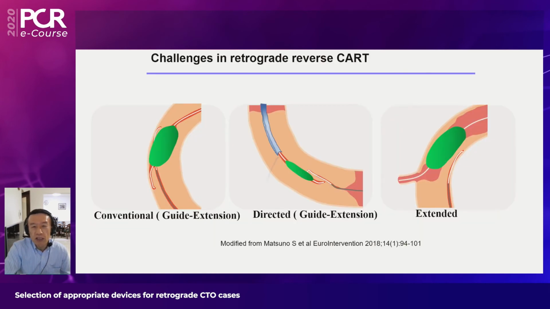So these are the challenges in the retrograde reverse CART. We know the conventional reverse CART, which is on the left-hand side, but most of the time we use, so often, the guide extension, right here in the middle. The guide extension directed reverse CART is the most popular. But as I described in the right-hand panel, extended reverse CART, on the other hand, is very difficult and sometimes potentially dangerous if we explore the retrograde subintimal space all the way to the proximal true lumen. That's how we sometimes have trouble.